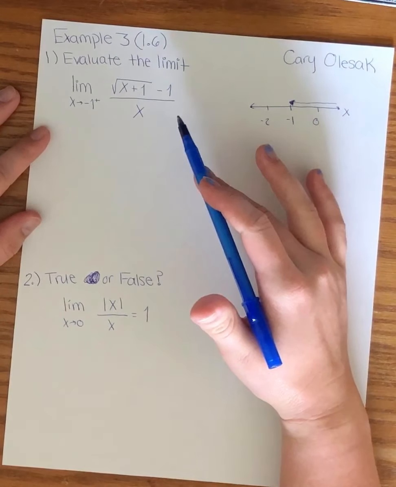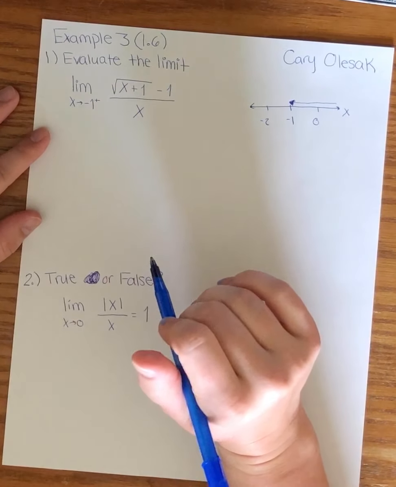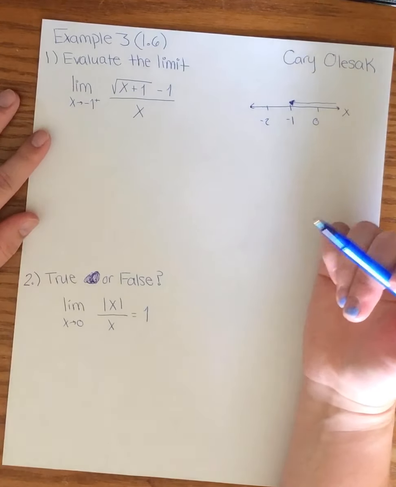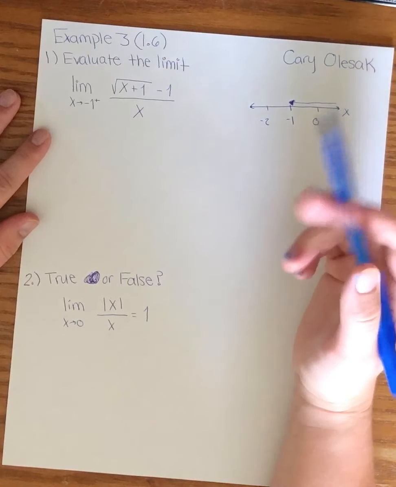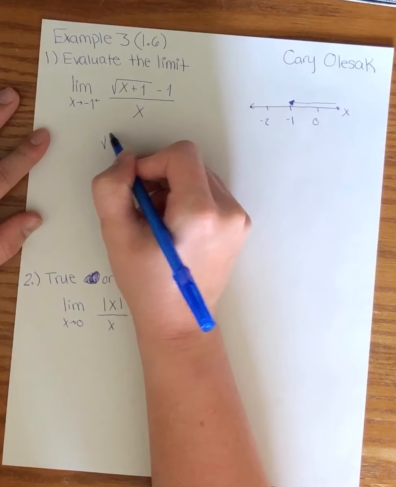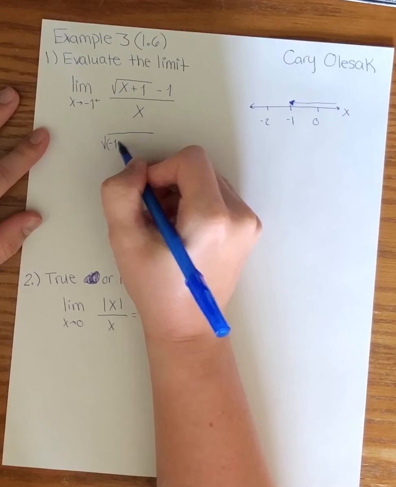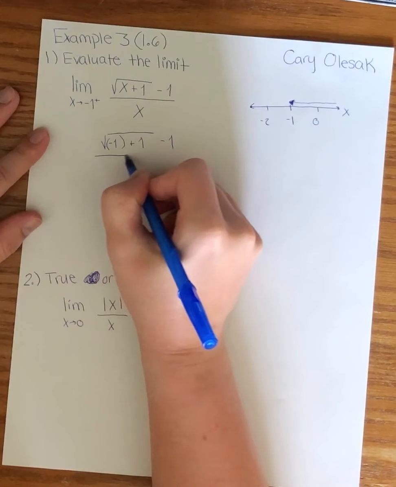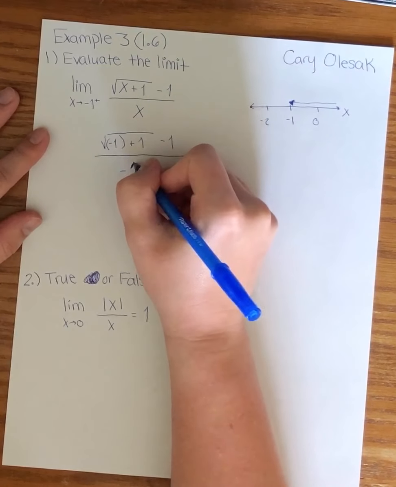And so the next step would be to plug in the value to know if you're going to get a number over 0, a 0 over 0, number over number, or 0 over number case. So I will do that. I will take square root of x, and now plug in -1 plus 1 minus 1 over -1. Sorry, that one looks gross.